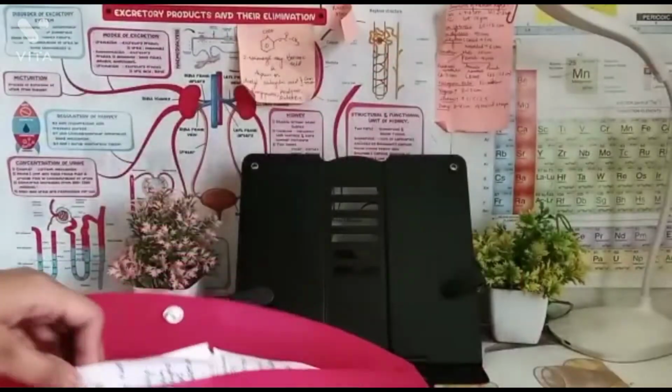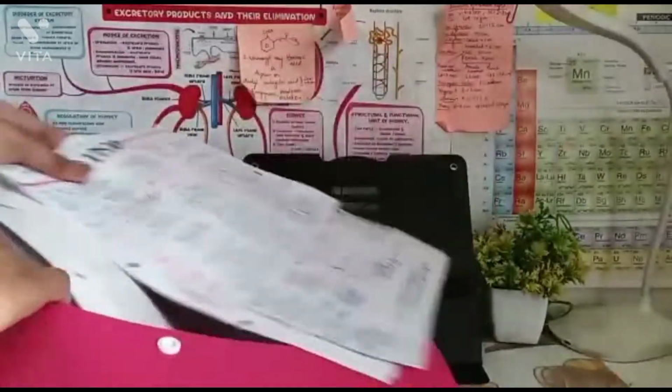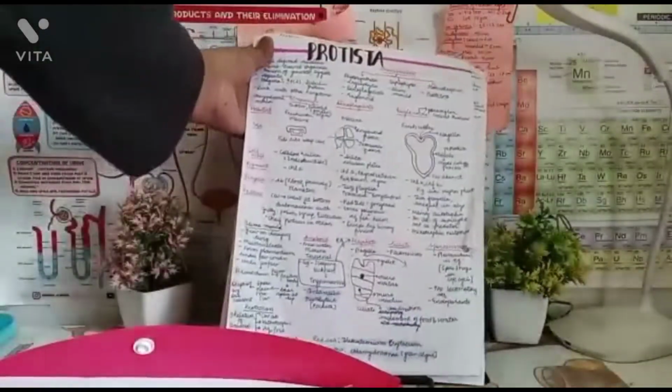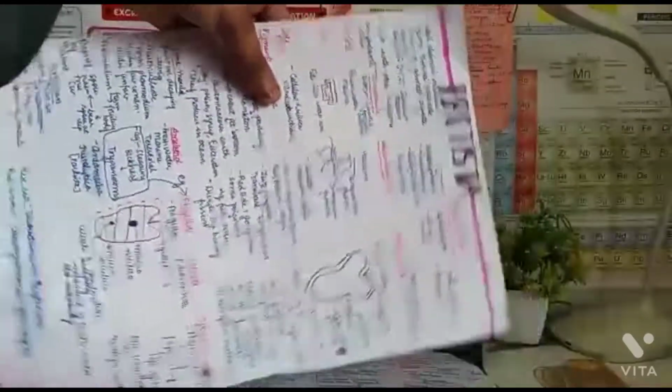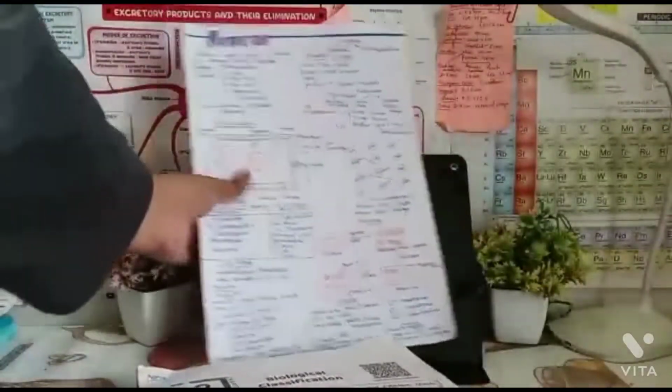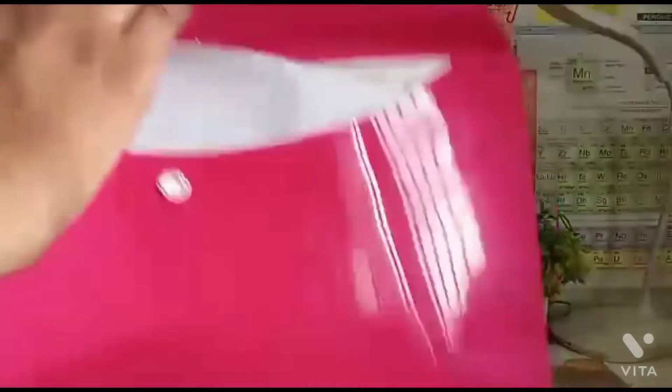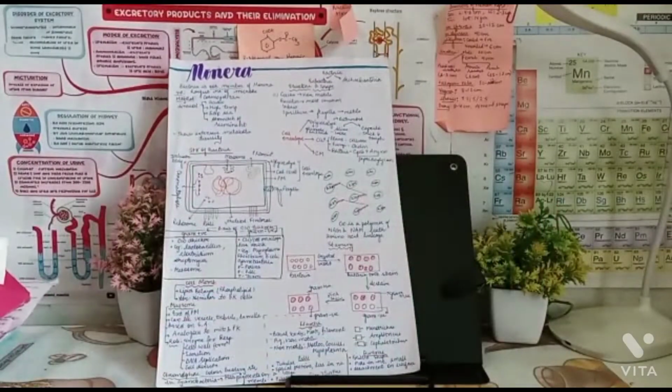Next, I'm going to show you my concept maps and short notes for biology. For biology, personally, I don't make many short notes, but for the topics I am weak at, I prefer these. So this is my class 11 biological classification chapter short notes, Protista, fungi, and then we have Monera. So these were my weak topics.